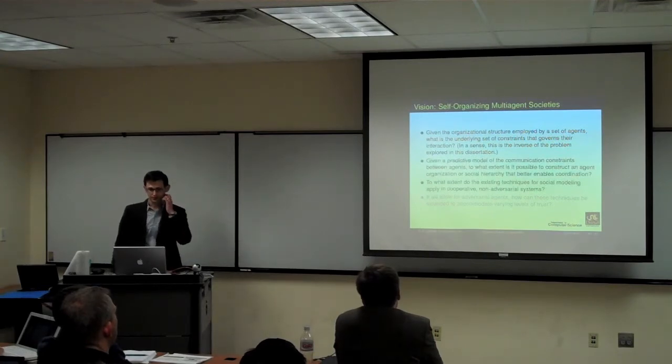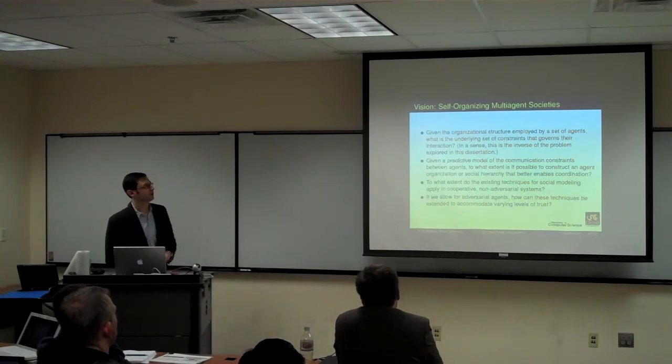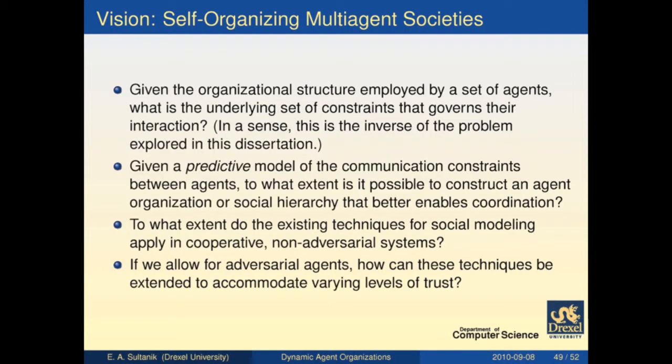Now, the vision here is that one day we may be able to, well, first solve the inverse problem. So given an organizational structure, given a Steiner tree, is it possible to figure out what the interaction constraints between the agents were that defined it, essentially? And what if we only have a predictive model of the communication constraints between agents? To what extent is it possible to construct an agent organization or social hierarchy that better enables coordination?